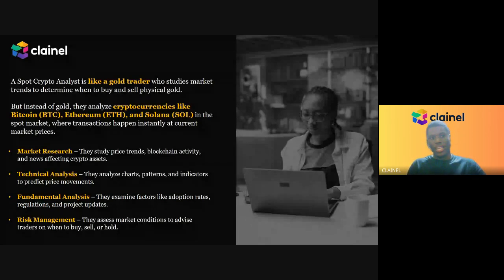So you are trading against that particular cryptocurrency, against that particular exchange, and that particular foreign currency. So when you are trading as a forex analyst, you don't have that particular cryptocurrency or that particular foreign currency. But when you are trading as a spot analyst, you have that particular cryptocurrency that you are buying or selling.